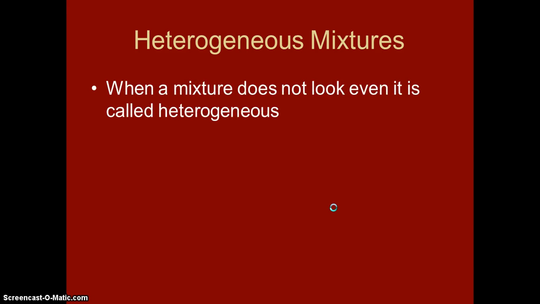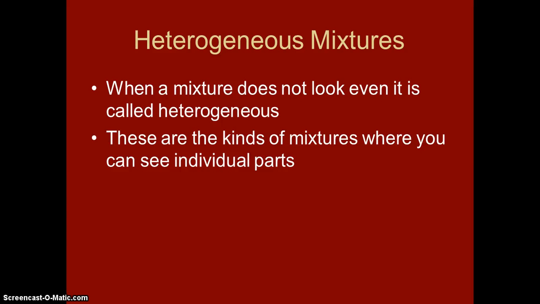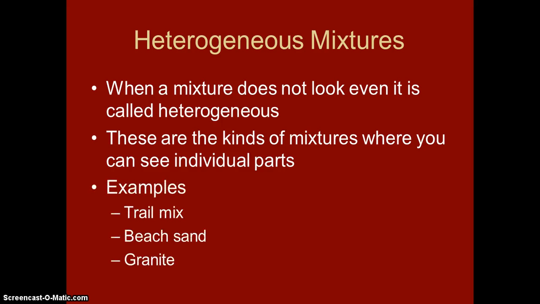A heterogeneous mixture is one that is not going to look even or the same throughout. These, again, are ones where you can see the individual parts. Examples: trail mix, Chex Mix, granite. Beach sand is an okay example if you're talking about the beach sand in Iowa, because you pick a handful up off of the riverbank and it looks pretty different throughout. You've got sand, you've got mud, you've got all sorts of other stuff.